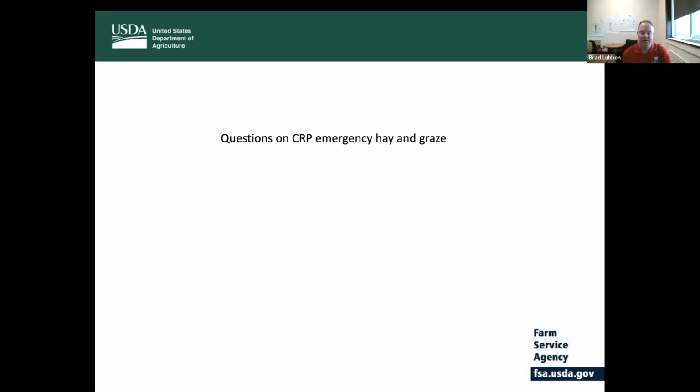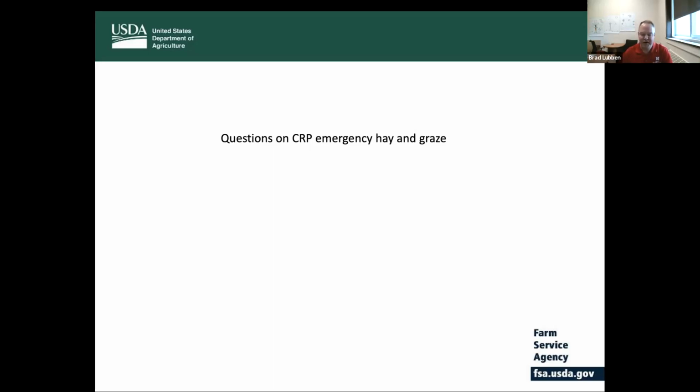So if I'm understanding the question correctly, similar to what I was talking about earlier, if a producer's on a system where they might hay a third in a 3-year rotation, if they qualify for emergency haying and grazing, that will reset that clock and they have the opportunity to start that over. And if they hay it under emergency, they would start over again at that point after that. Okay. All right. This gets technical then.